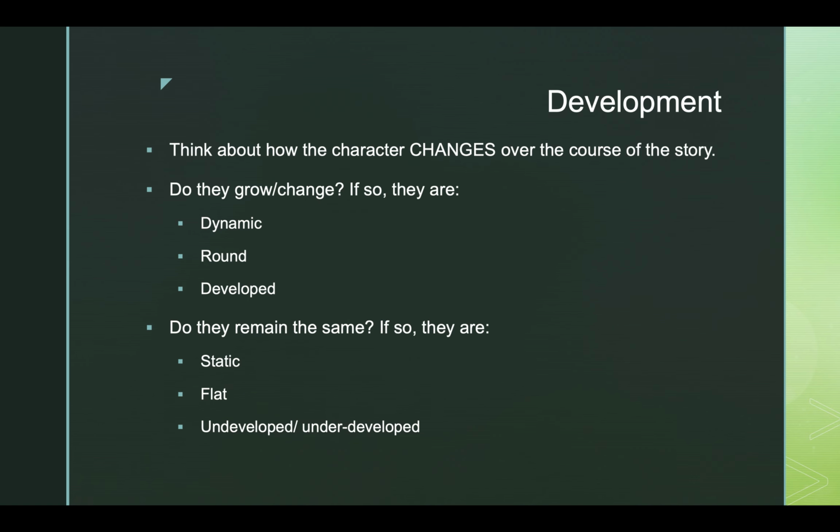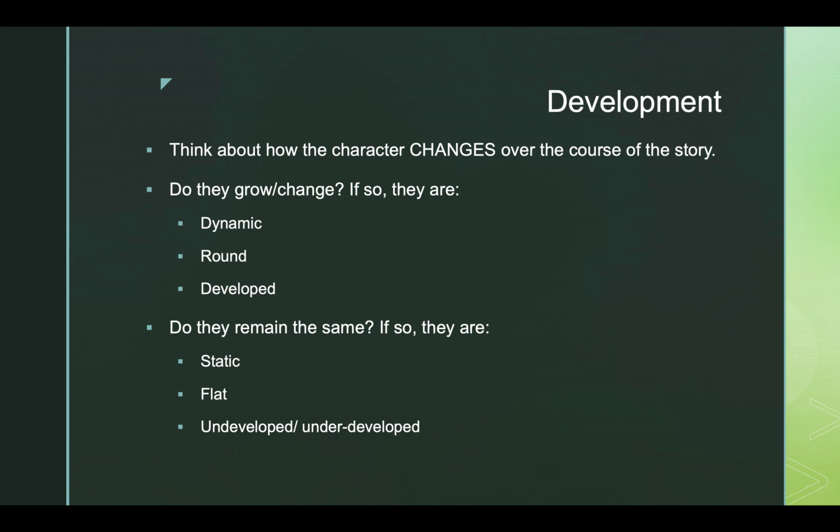So when you think about the character development in the story, you want to think about how the character changes over the course of the story. And this is the type of literary terminology that you should be using. So you think about, do they grow or change? If so, they are dynamic, they are round characters, and they are developed characters. If they remain the same throughout the story, they are static, flat, or undeveloped, or even underdeveloped.